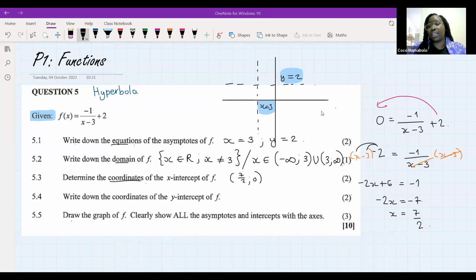Okay, I've got a question here. It says, Mem, when do we use this bracket instead of this one for our domain? Okay, I'll show you now.